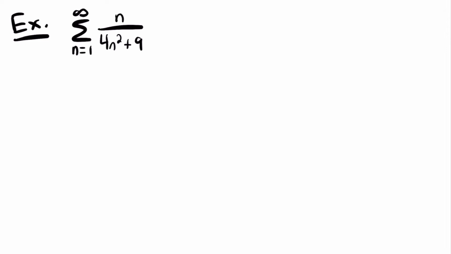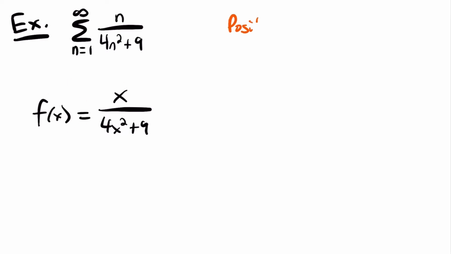Our first step is to look at the corresponding function, f of x, and that will be equal to x divided by 4x squared plus 9. We just replaced each n with x. And now for this function, we want to answer the following questions. Is it positive? Is it continuous?